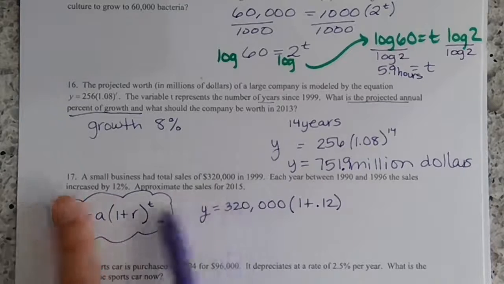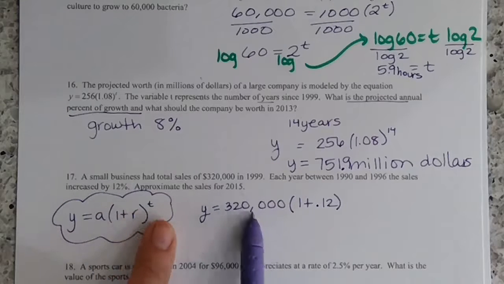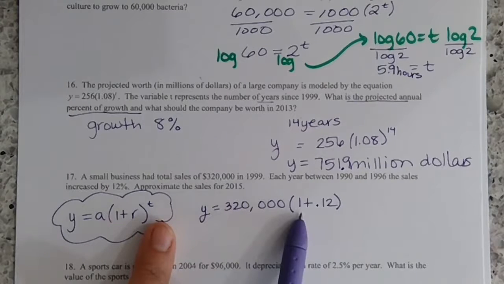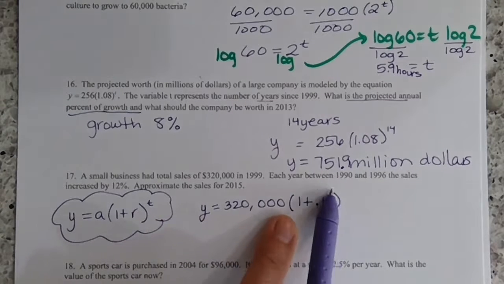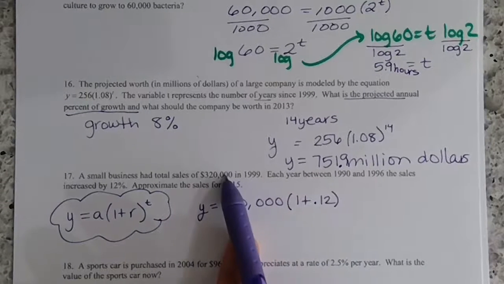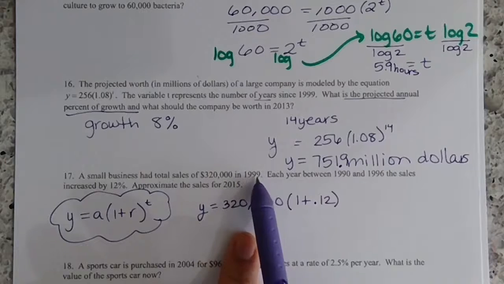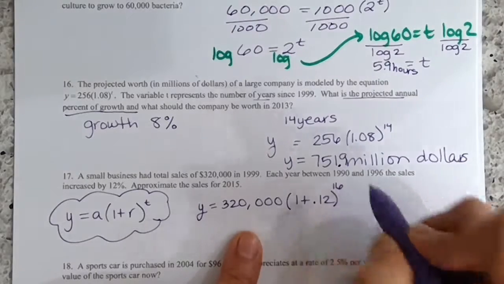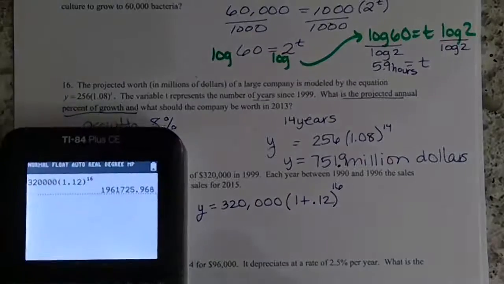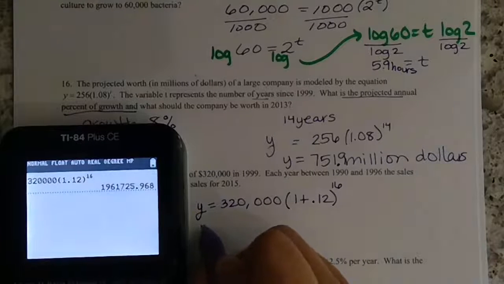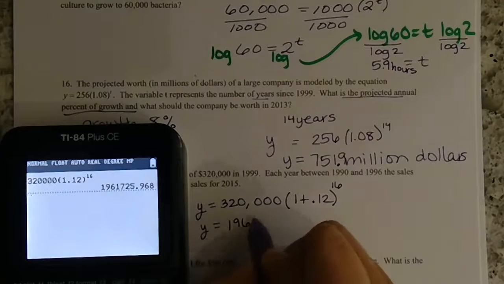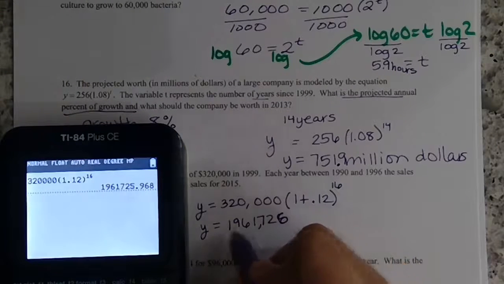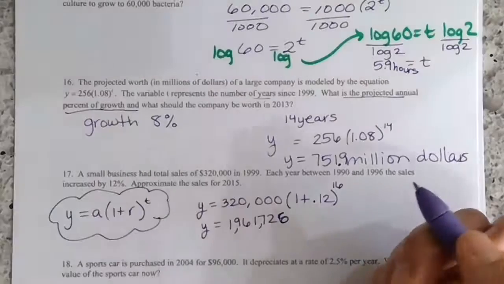I don't know, those numbers don't all quite make sense, but I know they want me to find the approximate sales in 2015. I'm going to use this equation, but what years should I use? Since this was the beginning balance in 1999, I'm going to say it's the difference between 1999 and 2015. So we're going to go with 16 years. Plug that into your calculator, and all right, about 1.9 million.